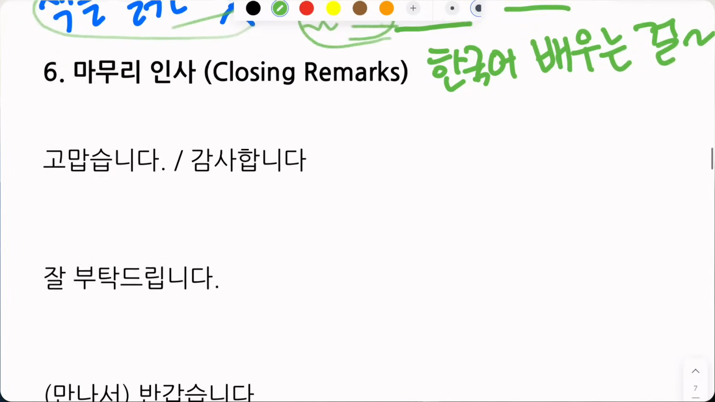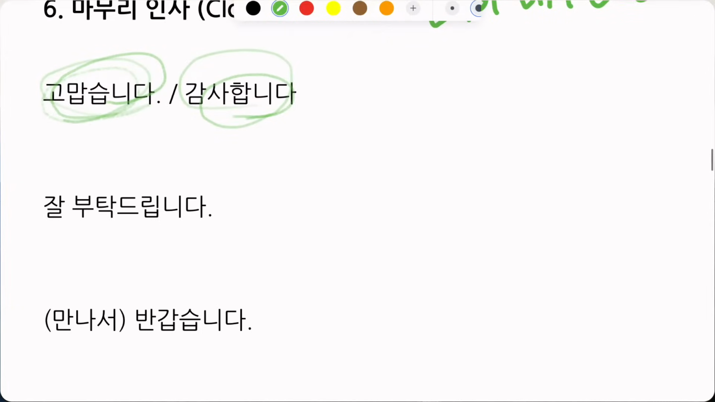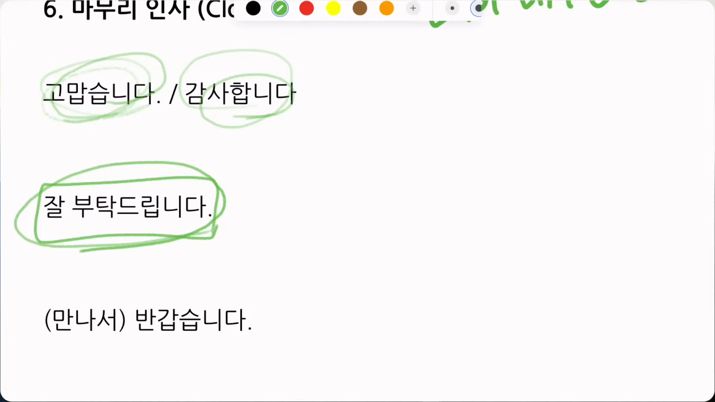그 다음에 as for 마무리 인사, closing remarks, one of the common ones is saying thank you, right? After you're done introducing yourself, you say thank you. You say either 고맙습니다 or, I'm sorry, 감사합니다. 감사합니다 and 고맙습니다. 그리고 the second most common closing remark, actually, I think this is the most common closing remark of self-introduction. So 잘 부탁드립니다. 잘 부탁드립니다.